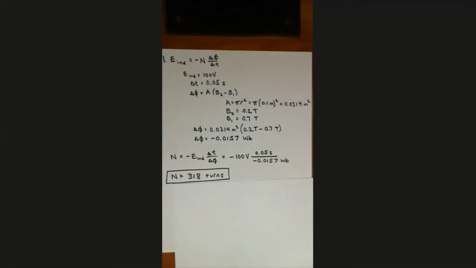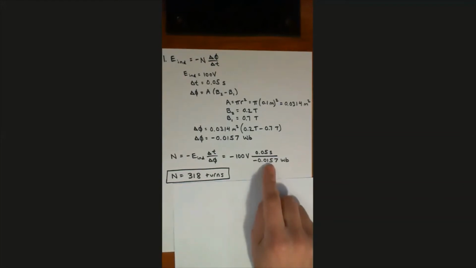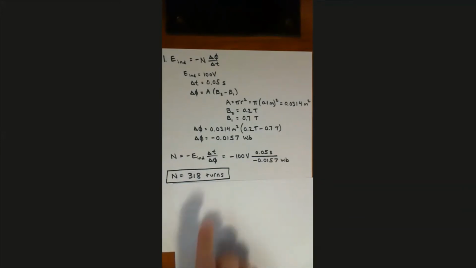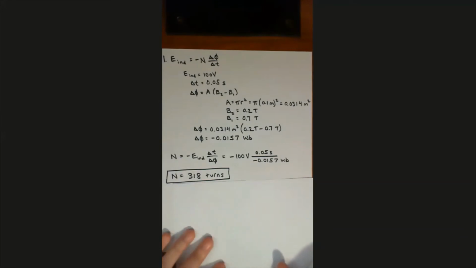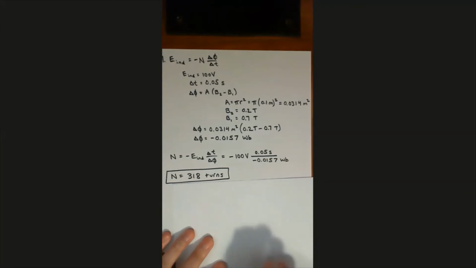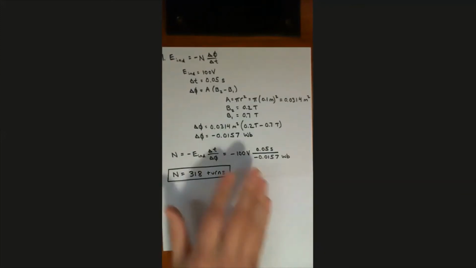You can't really have a fraction of a turn, not really. So just round. There's definitely some rounding error in some of these measurements. So just round to the nearest number of turns, and you'll see that it's about 318 turns, which is probably fairly realistic for a real world generator. Okay, that was number one.